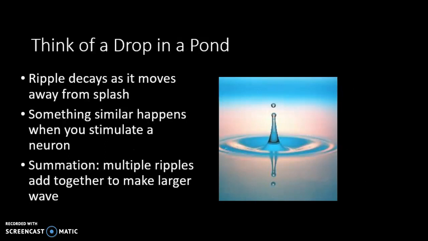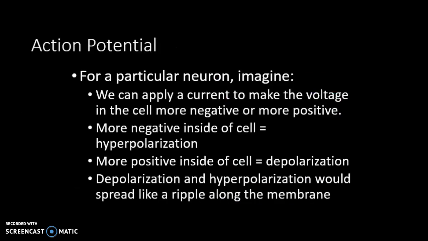So think of a drop in a pond. The ripple decays as it moves away. Something very similar happens when you stimulate a neuron. So summation: if we have multiple ripples that add together, we make a larger wave. For an action potential in a particular neuron, imagine we can apply a current to make the voltage in the cell more negative or more positive. Negative is hyperpolarization, positive is depolarization. So depolarization and hyperpolarization would spread like a ripple along the membrane.